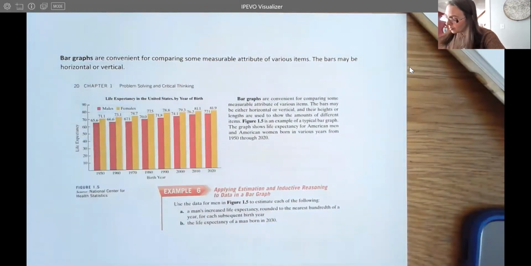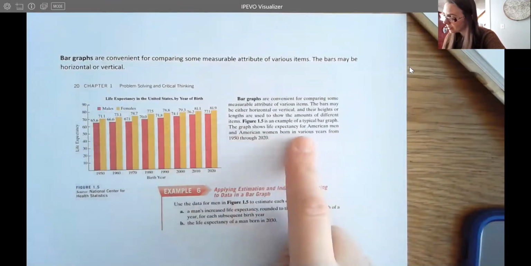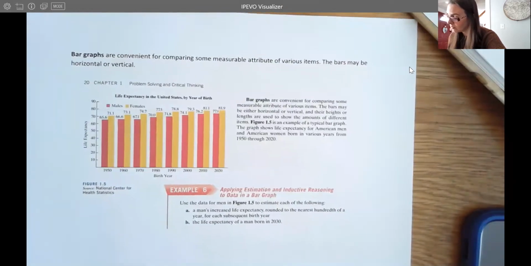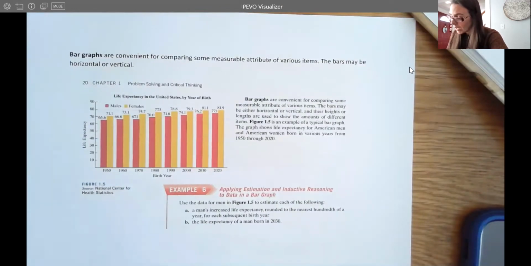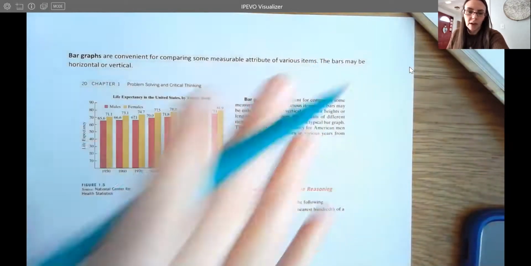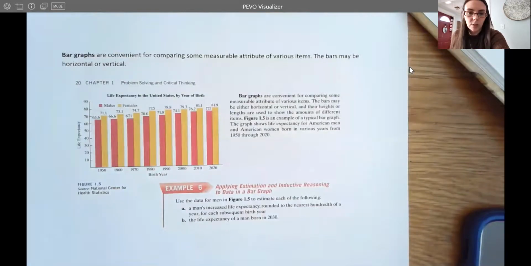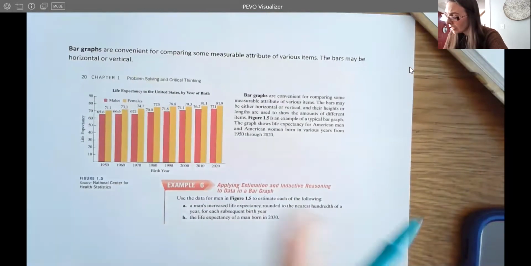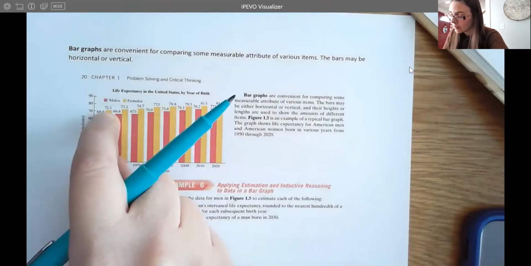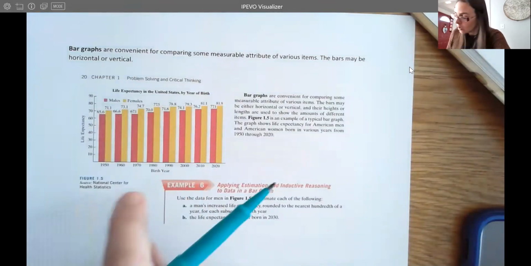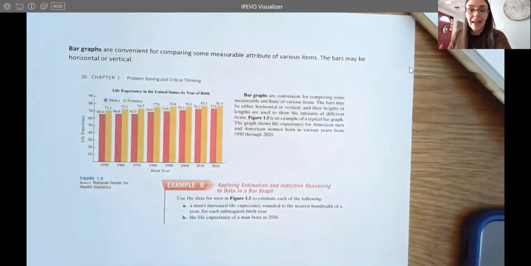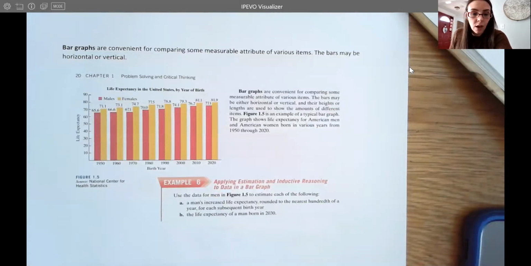So here's an example. The graph shows the life expectancy for American men and American women born in various years from 1950 through 2020. So your females are in yellow and your males are in red. Again, this was just copied right out of your text so that I could talk about it a little bit easier with you guys today. So for instance, a female who was born in 1950 is expected to live to around 71.1 years old, whereas a female born in 2020 is expected to live to 81.9 years old, so almost 10 years longer.